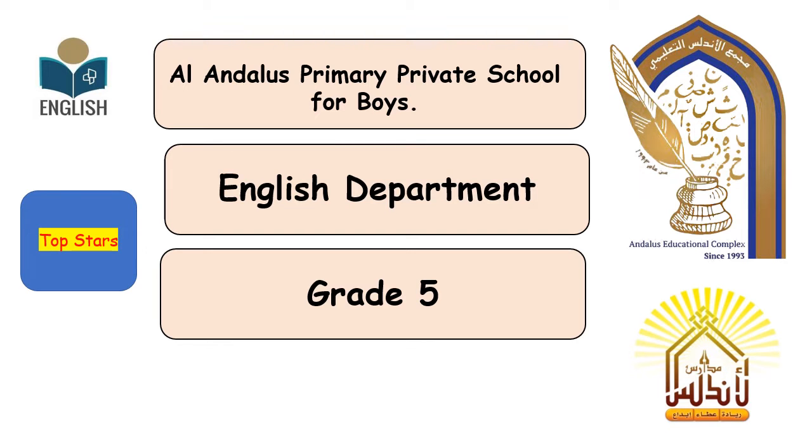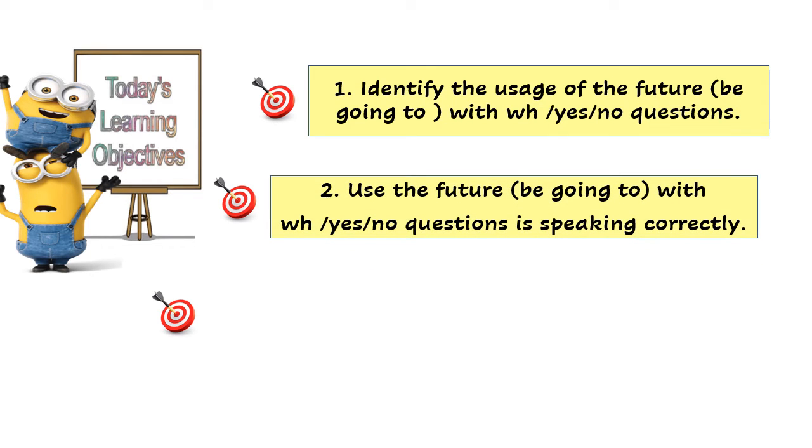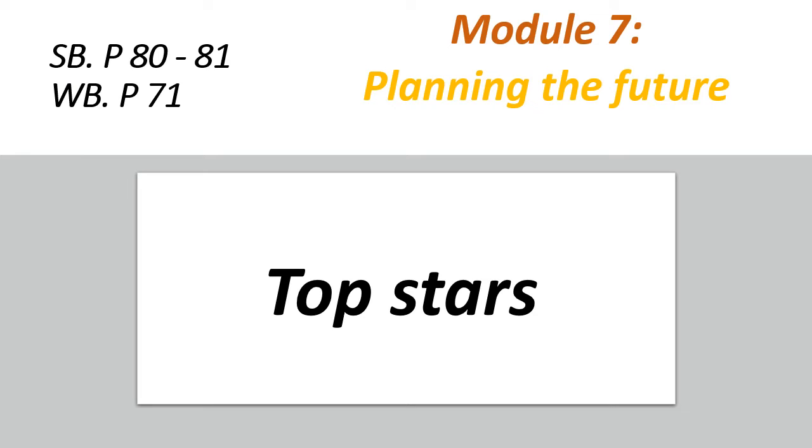Today's lesson is about Top Stars. Our objectives for this lesson: we are going to identify the usage of the future "be going to" with WH questions and yes/no questions. Also, we are going to use the future "be going to" with yes/no questions in speaking. And number 3, the last one, is using the future "be going to" with yes/no questions in writing correctly. Okay, so please open your student book at page 80 and your workbook at page 71.